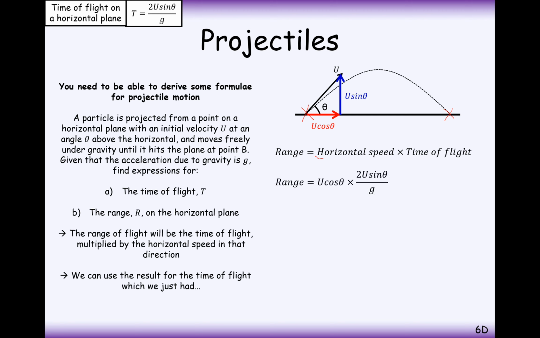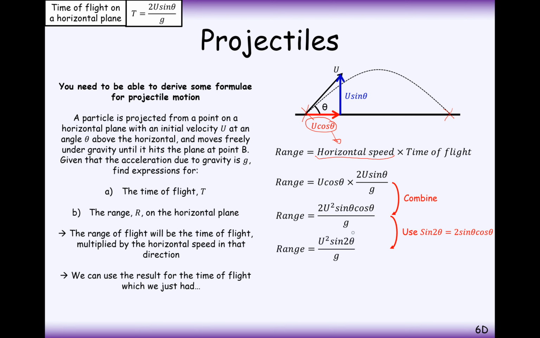So therefore the horizontal speed, that's going to be this speed here, and then it's going to be the time of the flight, which is equal to what we've just worked out in part A, 2u sine theta all over g. So then put that all together and we get 2u squared sine theta cos theta all over g. And then we simplify 2 sine theta cos theta, that can simplify to sine 2 theta. So therefore the range will be given by this formula here, u squared sine 2 theta all over g.